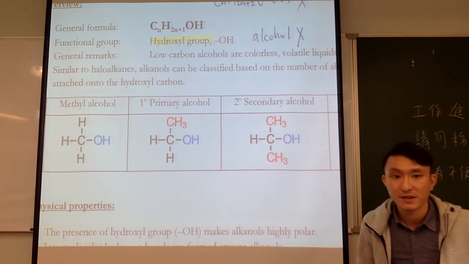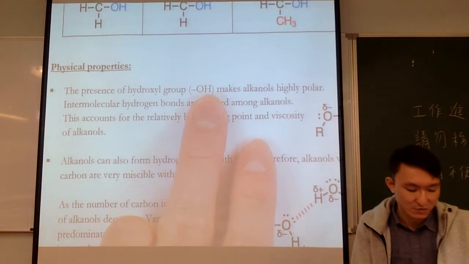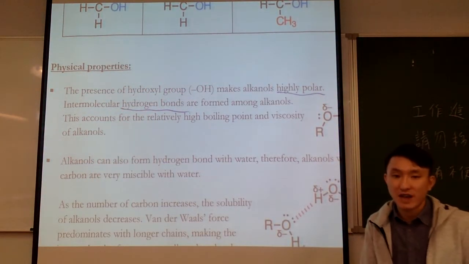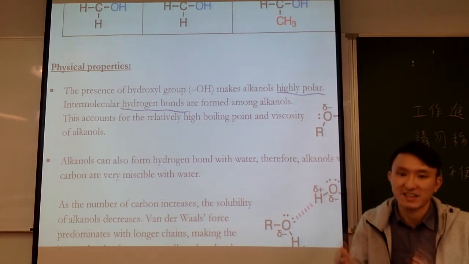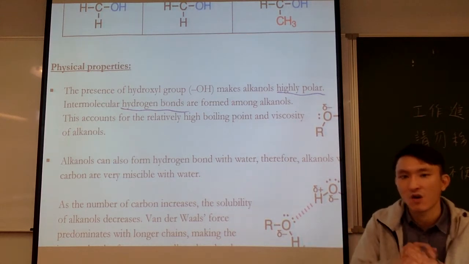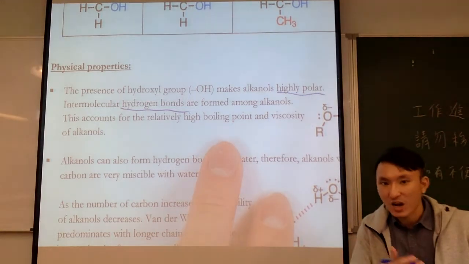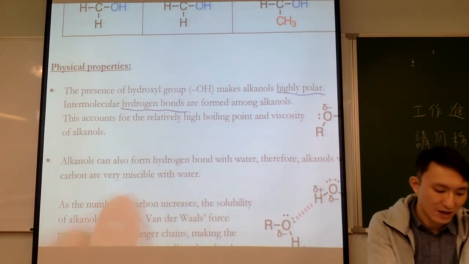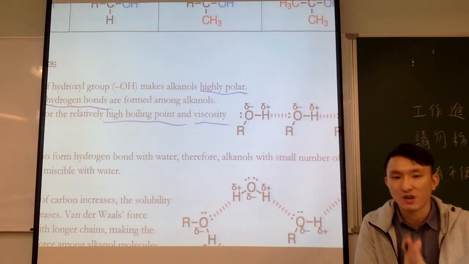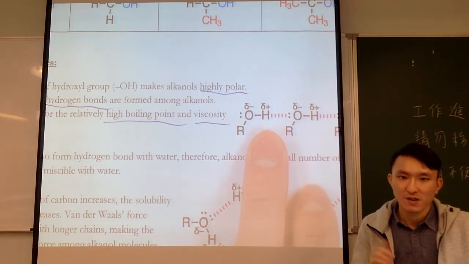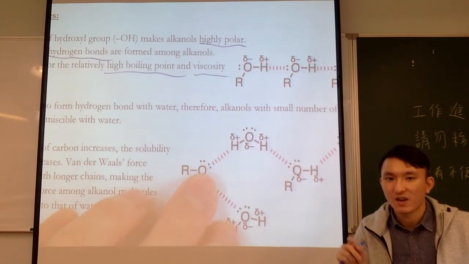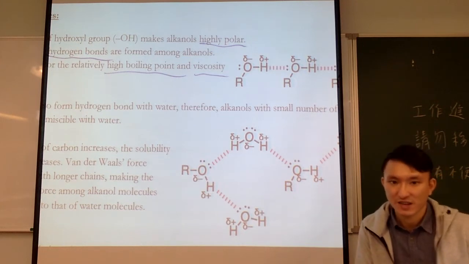So let's talk about physical properties. Now for alcohol, you may notice the presence of the hydroxyl group makes it highly polar, so polar that they can actually form hydrogen bonds. This is the reason why for alcohol, even the first member, methanol, already exists as a liquid. So all the alcohols, except for the very large ones, are liquids. And when compared to other organic substances, they usually have higher boiling point and higher viscosity, because of the hydrogen bond. Now, please make sure you know how to illustrate the formation of hydrogen bonds between the alcohol molecules themselves and also between alcohol and water molecules.